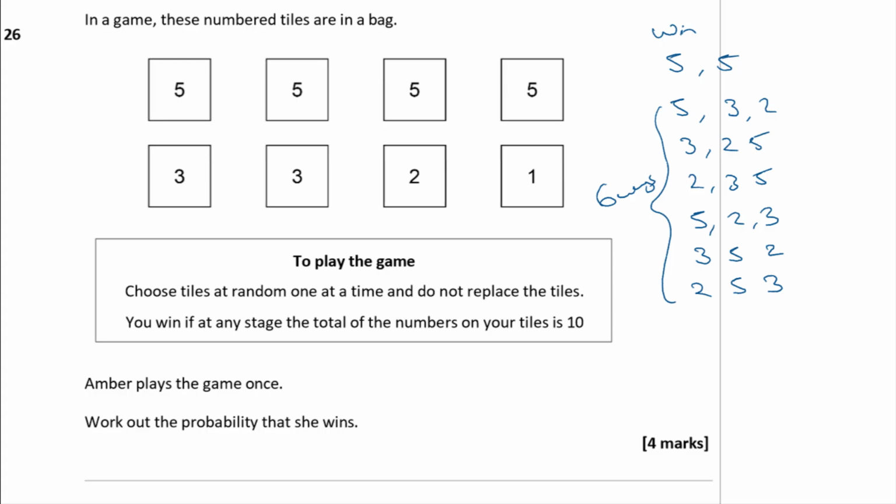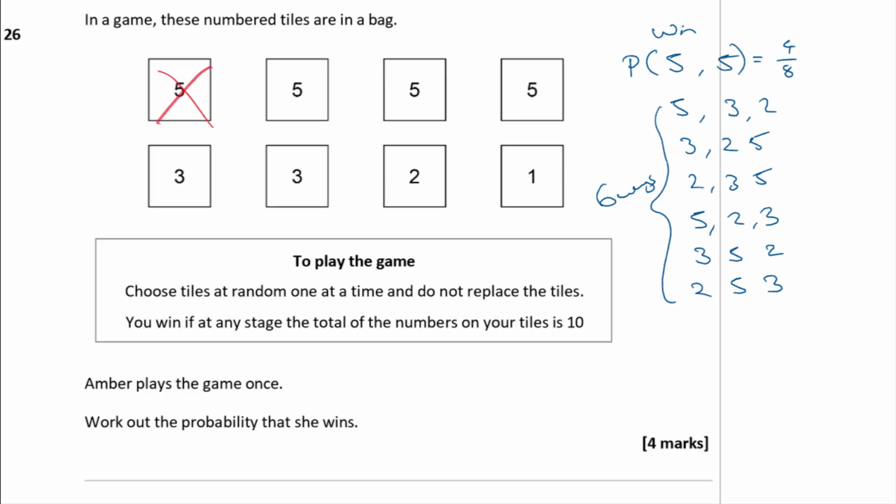So if I want to work out the probability that she wins, I need to work out the probability of those different outcomes. Okay, so what is the probability of picking a 5 and then a 5? Well, there are 4 5s in the bag out of a total of 8. So the chance of picking out a 5 on the first selection is 4 out of 8.